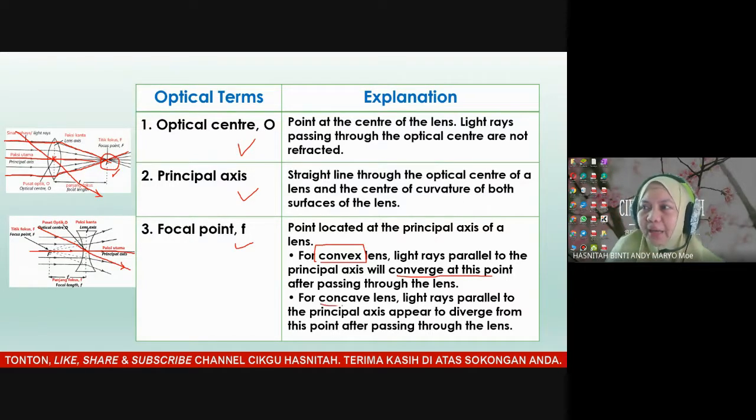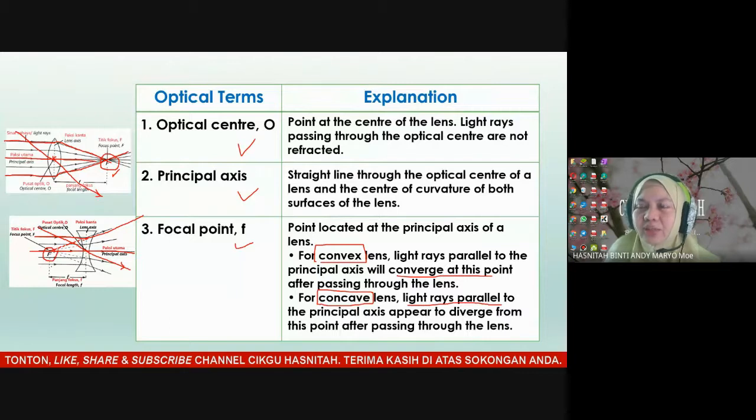Meanwhile, for the concave lens, students, where is the focal point? As I mentioned earlier, for the concave lens, the focal point is at the front. So what happens to the light ray after passing through a concave lens? A light ray which is parallel to the principal axis will diverge, and it appears to diverge from the focal point in front, as written here.